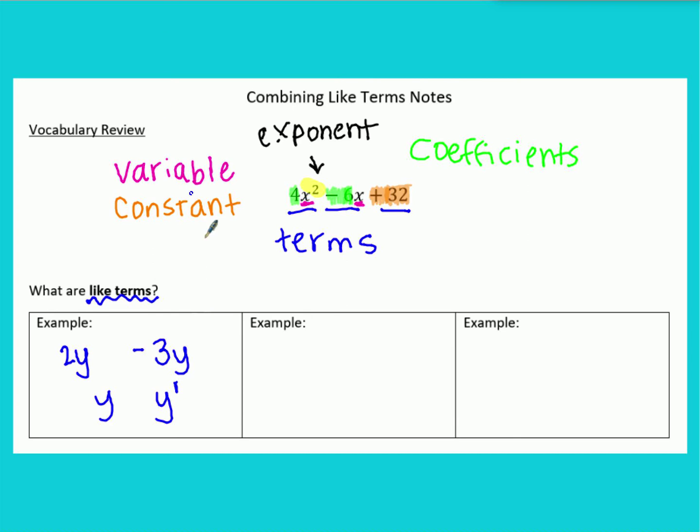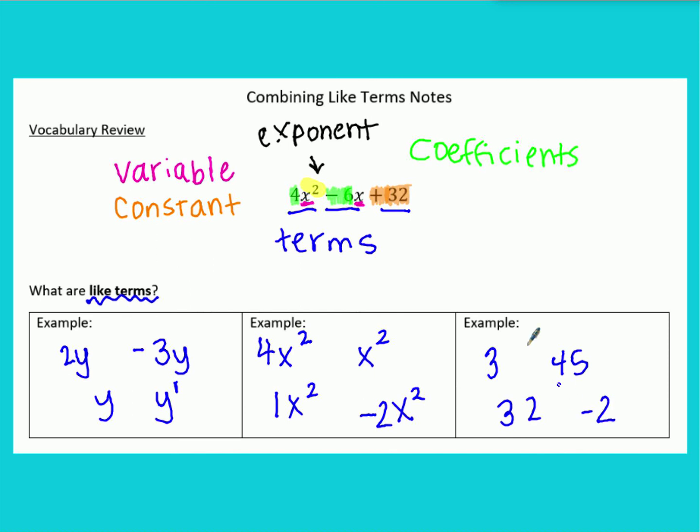All right, now we could also have 4x squared, like we did up top here. Something that would be a like term to that would just be x squared, or 1x squared, or even negative 2x squared. So all of these would be like terms because they all contain that x squared there. One final example would be with constants. We would have 3, we could have 45, 32, negative 2. Any of these would be like terms because they're all just constants.